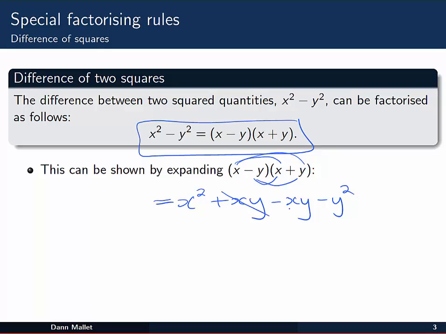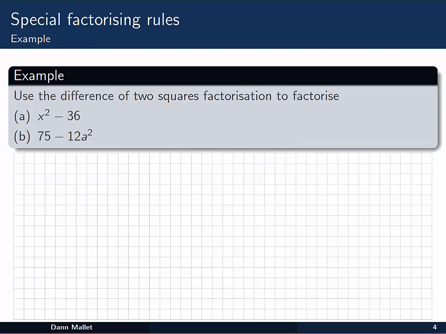Now you can see the two terms in the middle cancel each other out, because they're a plus and a minus of the same thing, and we're left with x squared minus y squared. So in other words, x squared minus y squared equals x minus y, x plus y, giving us the difference of two squares rule. Let's have a look at it in practice. We're going to use that factorization to factorize these two expressions. Give yourself a moment now to try these out yourself, and then come back and join me to go through the solution.